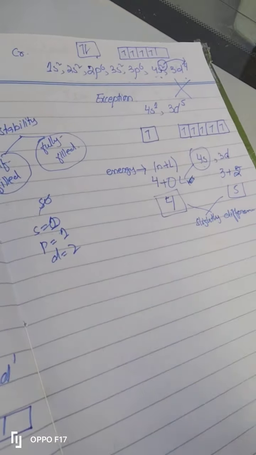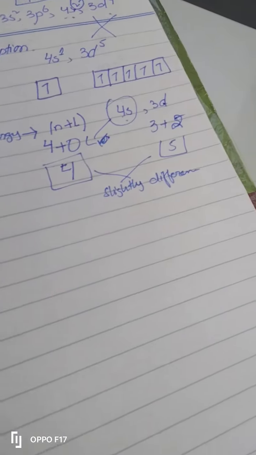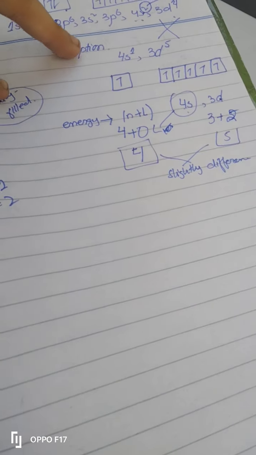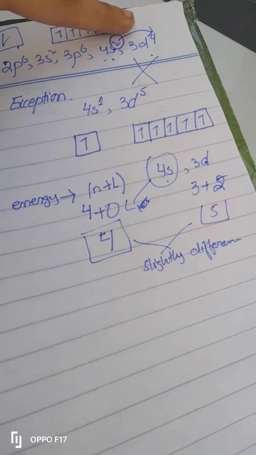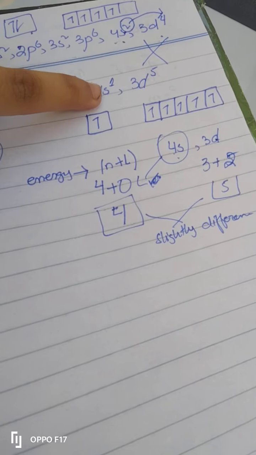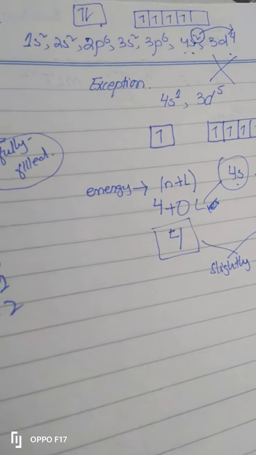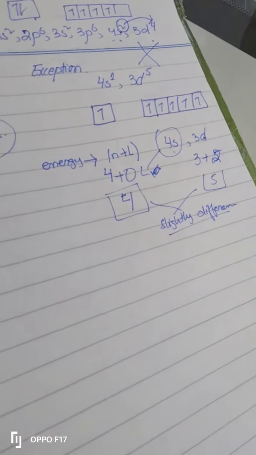What's the difference between 4 and 5? Only 1, so it can easily move. Stability comes when it is half filled or fully filled. So there is an exception in chromium: we don't put 4s2 3d4, but we put 4s1 3d5 in order to give stability to the atom of chromium. And why does the electron move? Because of the slight difference in the energy.